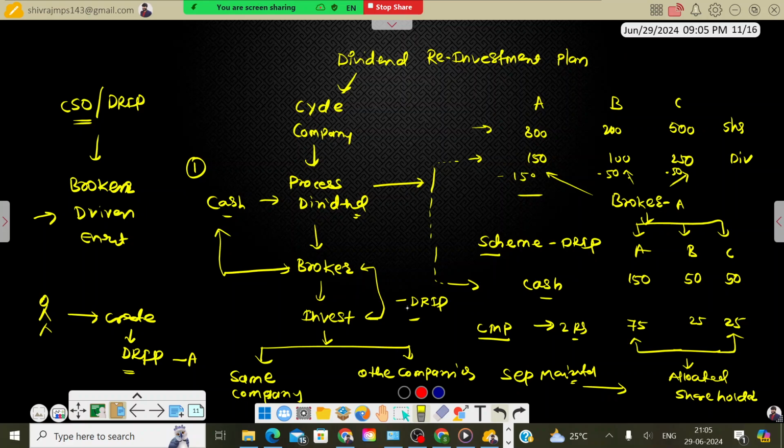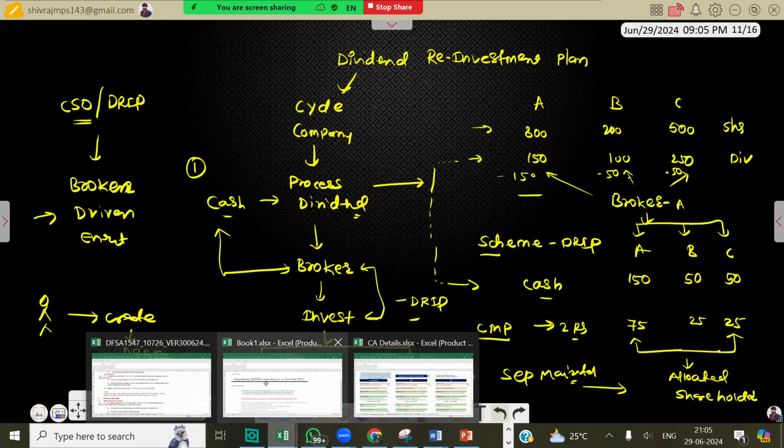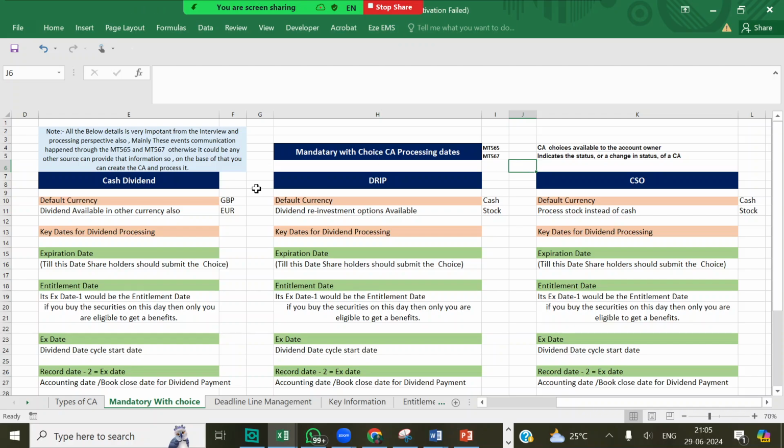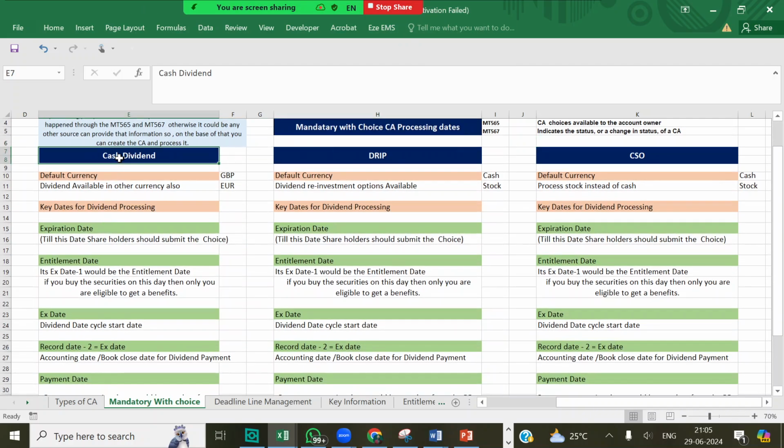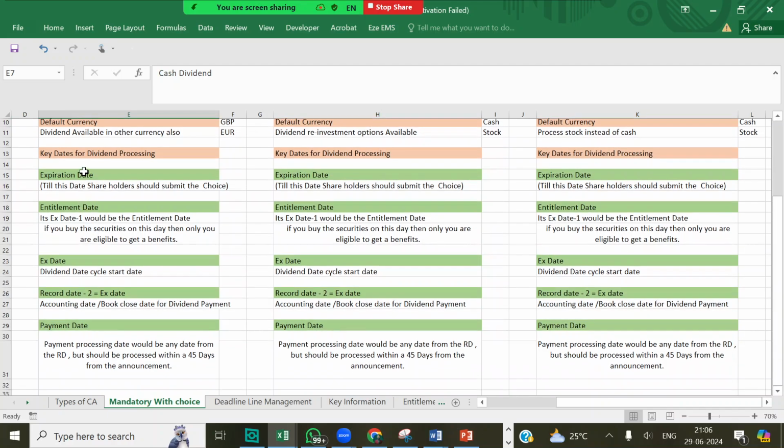So now let's talk about some technical terms, I mean the dates. For cash dividends also, you would see different dates; we already discussed these dates. The expiration date means the trade date, because on this date we should buy the shares if we are looking for dividends or any corporate action benefit. So it's a mandate. The entitlement date means your trade date, basically.